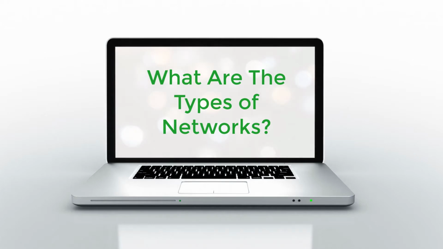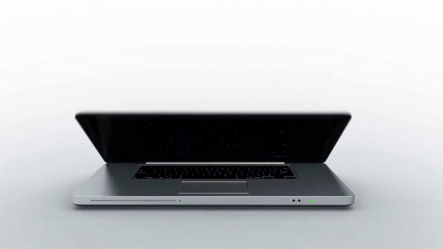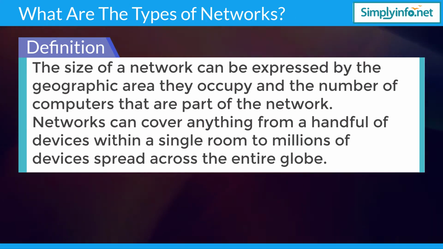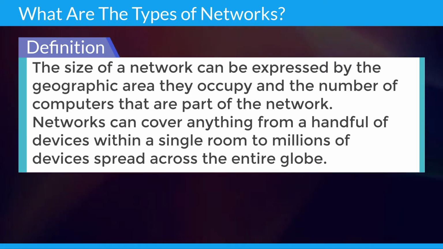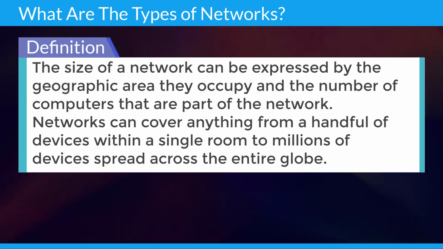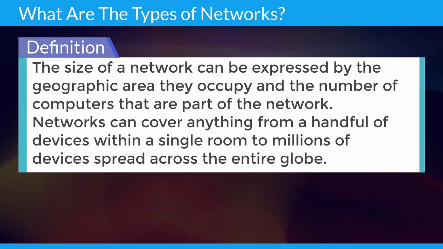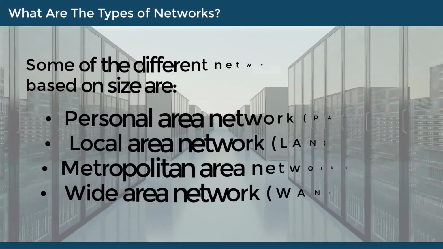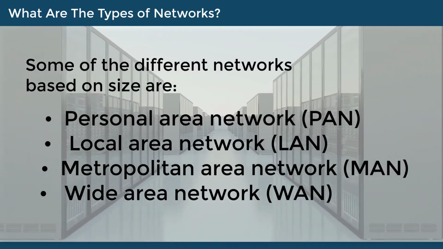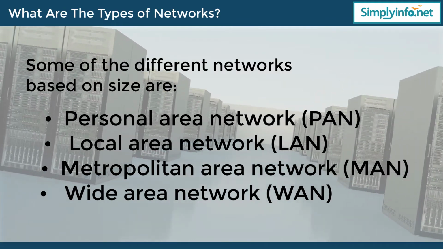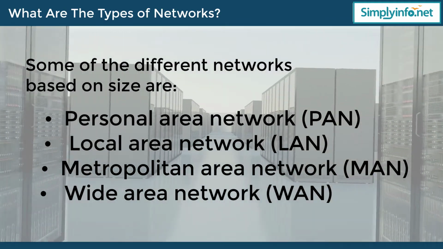What are the types of network? The size of a network can be expressed by the geographical area they occupy and the number of computers that are part of the network. Networks can cover anything from a handful of devices within a single room to millions of devices spread across the entire globe. Some of the different networks based on size are Personal Area Network (PAN), Local Area Network (LAN), Metropolitan Area Network (MAN), Wide Area Network (WAN).